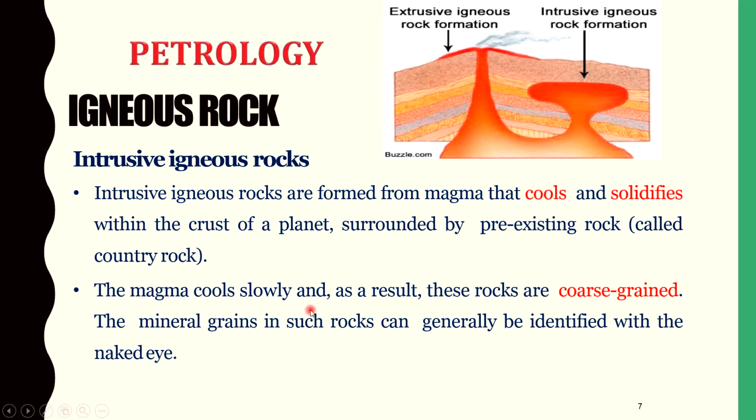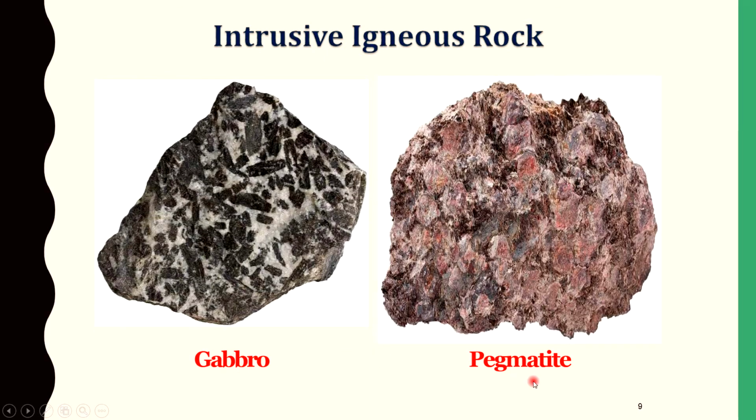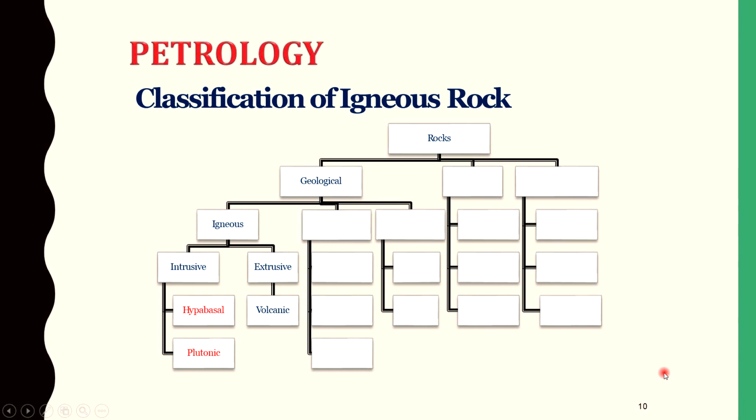In this kind of rock formation, the magma cools slowly. As a result, these rocks are coarse grained rocks. The main grains in such rocks can generally be identified with the naked eye. So by naked eye we can see the grains of these rocks, and those are intrusive rocks. Examples are diorite, granite, gabbro and pegmatite. So these are the types of intrusive rocks.